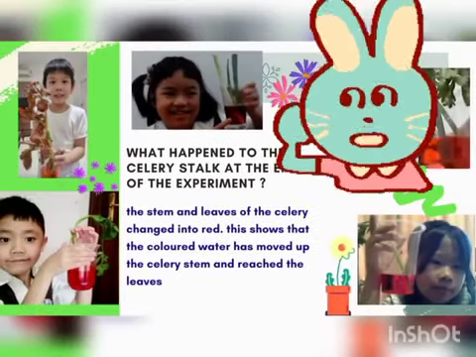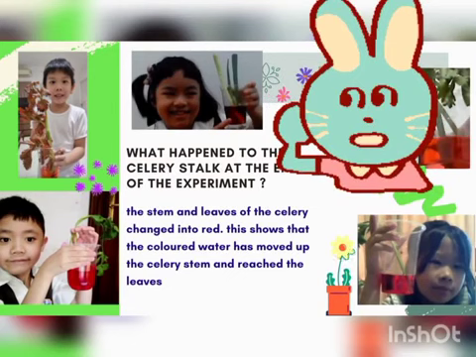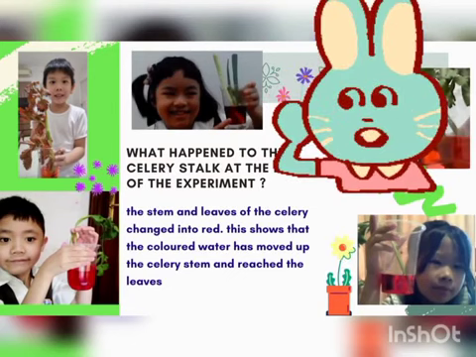How does a stem transport water? Let's check our celery stem experiment. Over the next 2 days, what happened to the celery stalk at the end of the experiment? The stem and leaves of the celery changed to red. This shows that the colored water has moved up the celery stem and reached the leaves.